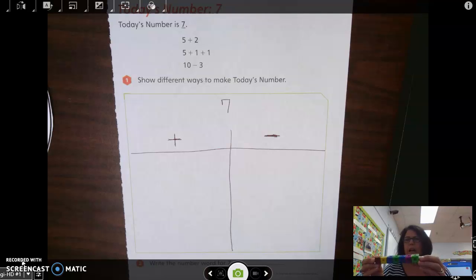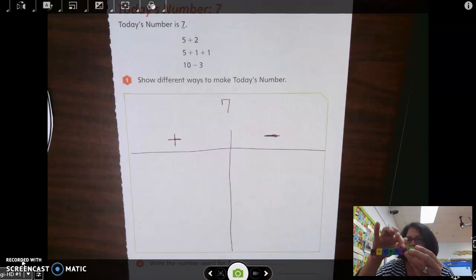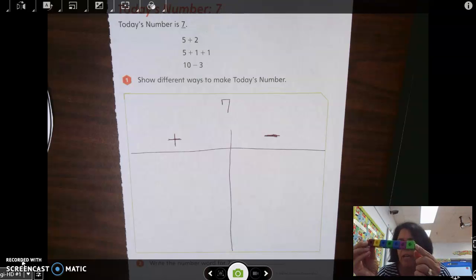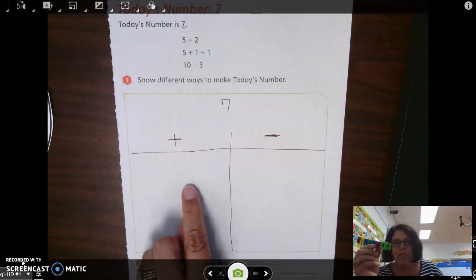Alrighty, so here we've got 7 connecting cubes. Let's count them together. 1, 2, 3, 4, 5, 6, 7. So we're thinking about that number 7. And what I'd like for you to do is take a few minutes, use your connecting cubes, and come up with 3 addition equations that equal 7. 3 different ways that you can add up to equal 7.